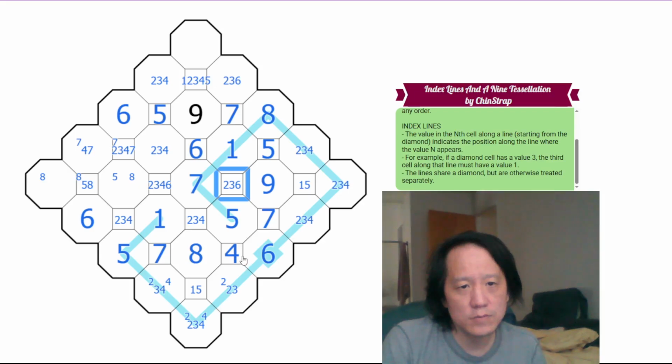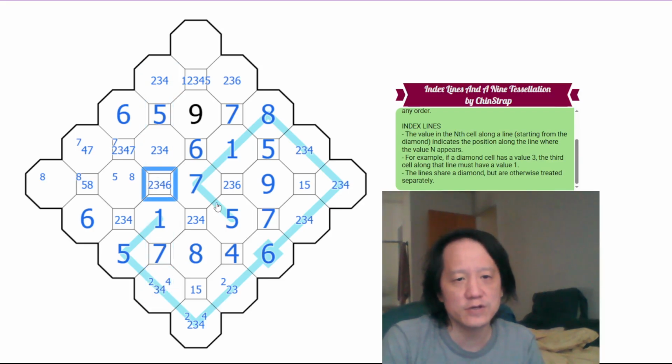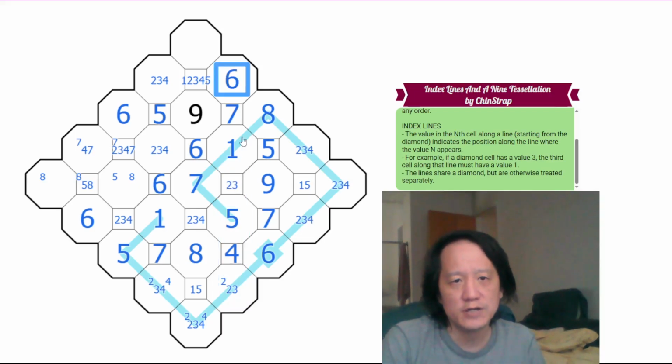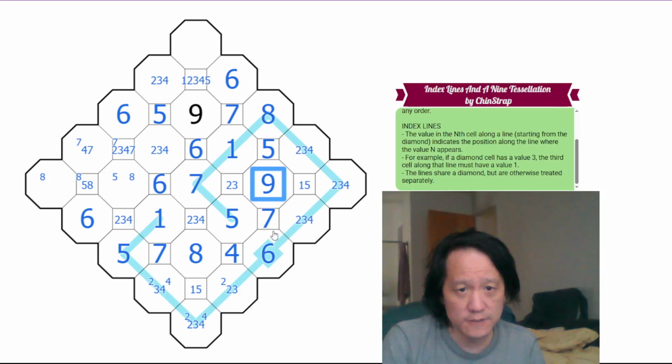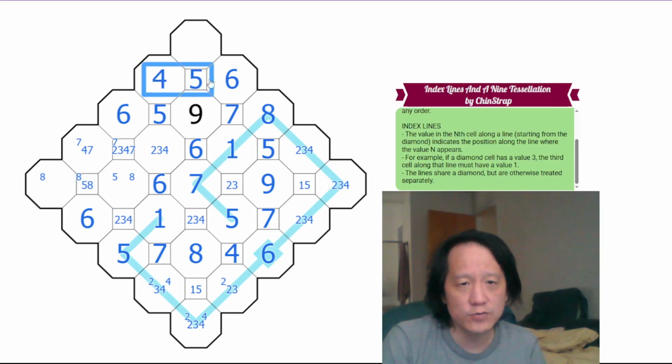Oh, this is a 2, 3, 4 triplet in column 4, which eliminates 2, 3, 4 in the rest of the column. So this can't be 2, 3, 4. It's 6, which eliminates 6 here. This is a 2, 3 pair in column 6, which eliminates 2 and 3 in the rest of the column. So this is 6. Therefore, this must be 5 and 4. So that's 5 and 4, which eliminates 4 here. This can't be 4, so it's 3.